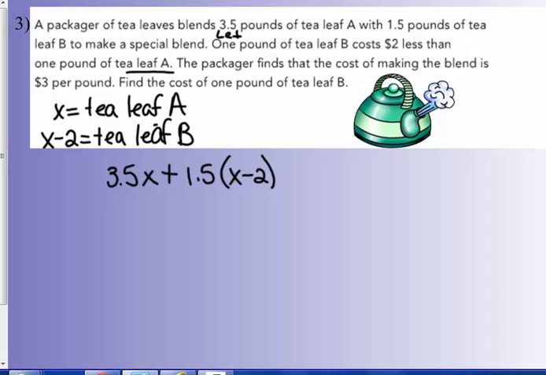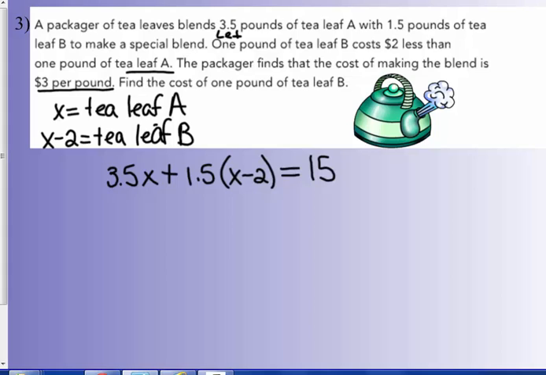Well, I have 3.5 pounds of A and 1.5 pounds of B in this mixture. So I really have 5 pounds here. The packager finds that the cost of making the blend is $3 per pound. So 3 times 5 is going to give me 15. That's the cost, $15. Altogether, I have 5 pounds, so I do have to multiply that out.